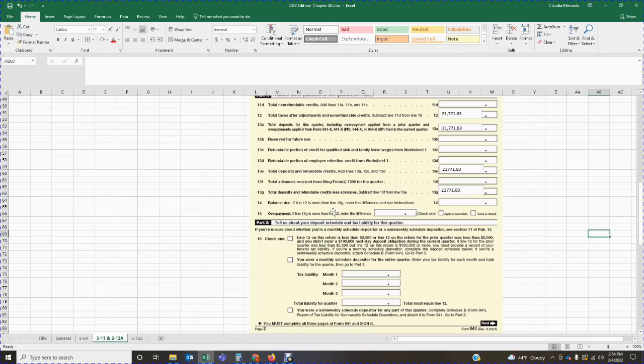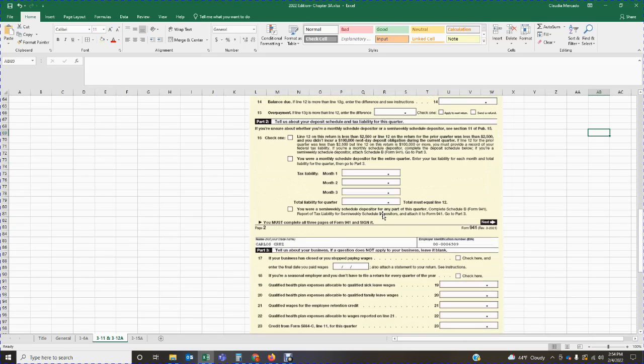Balance due. Do we have any balance due? No, we do not. Any overpayments? No, we do not. Okay. Part 2. Tell us about your deposit schedule and tax liability for the quarter. Okay. And then they give you different line items. We are using the second line item, you're a monthly schedule depositor for the current quarter. Enter your tax liability for each month and total liability for the quarter. Then go to page 3.